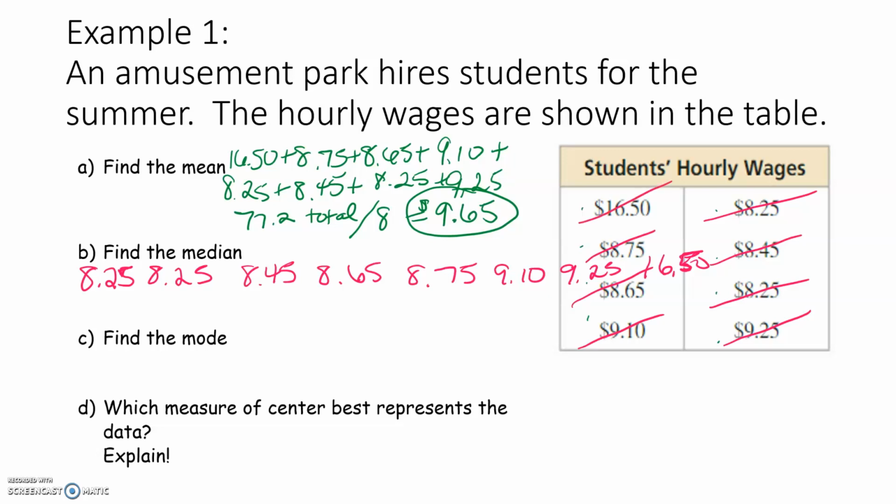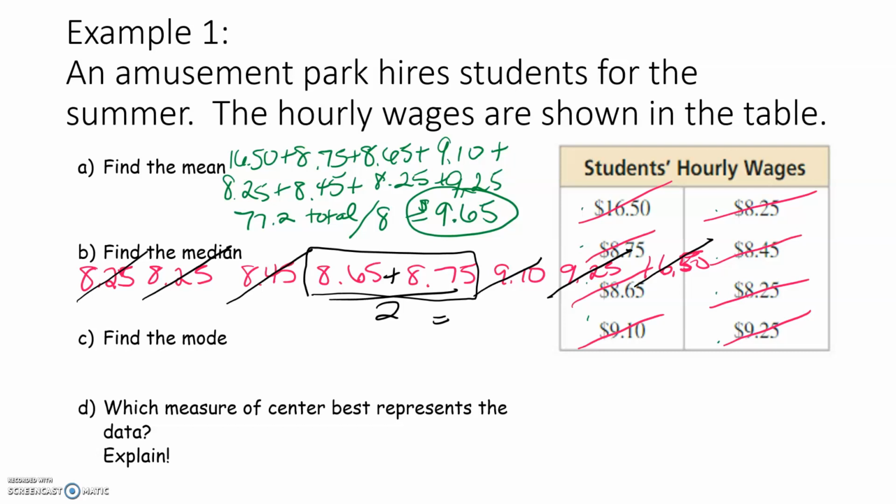I got them all in there, and then I'm going to start marking them off. So if I mark off one on the left, I got to mark off one on the right. Then I'll mark off one on the left, one on the right, until I find the middle. One on the left, one on the right. And it looks like I have 2. Okay, I have 2 right in the middle. So what we do is we add those together and then we divide that by 2. So when we do that, we get $8.70.